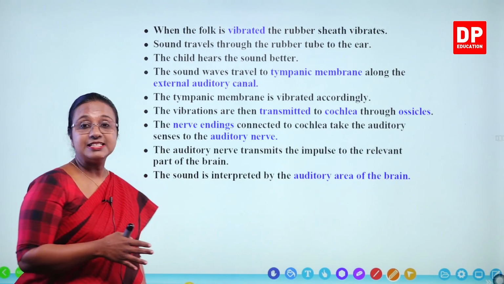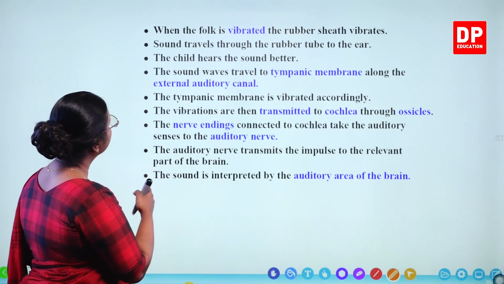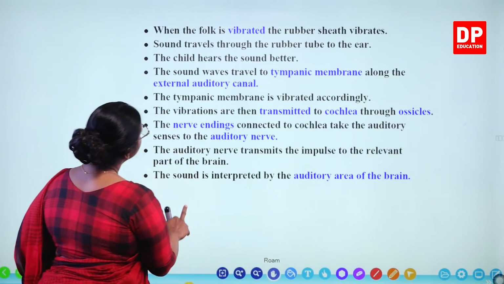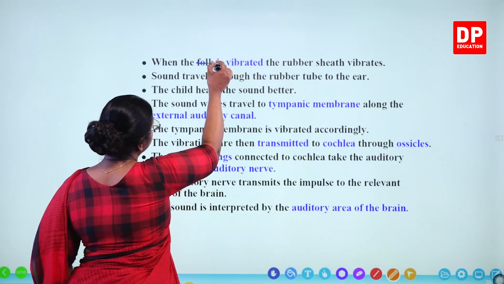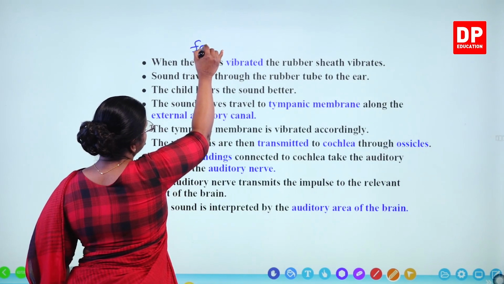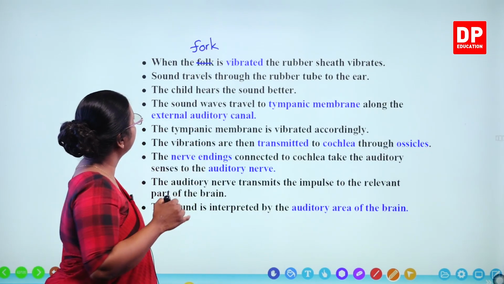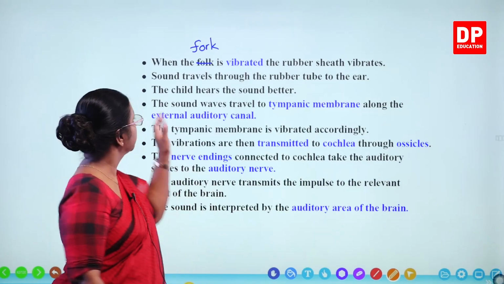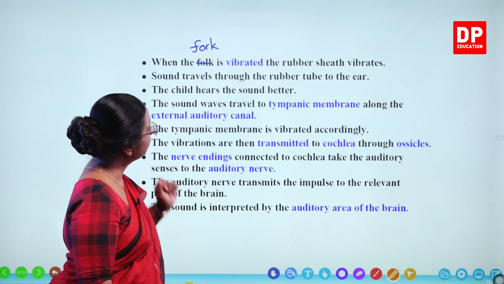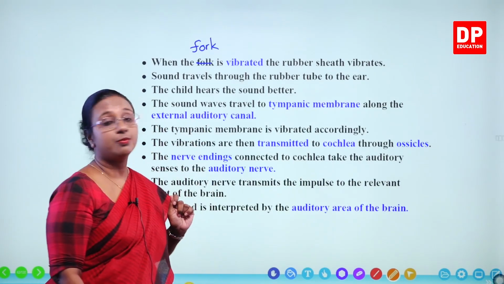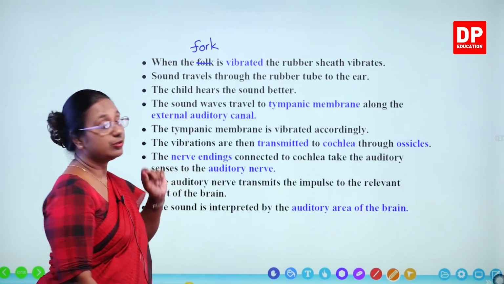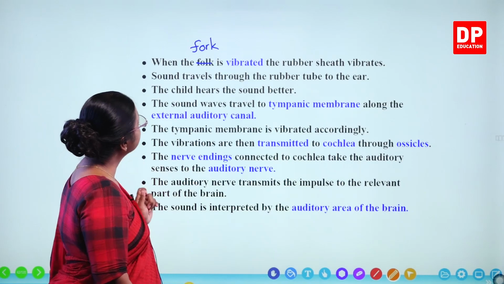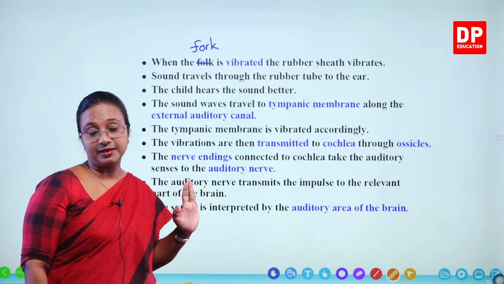So again, the same thing is explained to you all when the fork. So here also students, like I told you all, this should be tuning fork. There is a printing mistake in your textbook also. It has to be fork. So when the tuning fork is vibrated, the rubber sheath vibrates. Sound travels through the rubber tube to the ear, and the child hears the sound better.